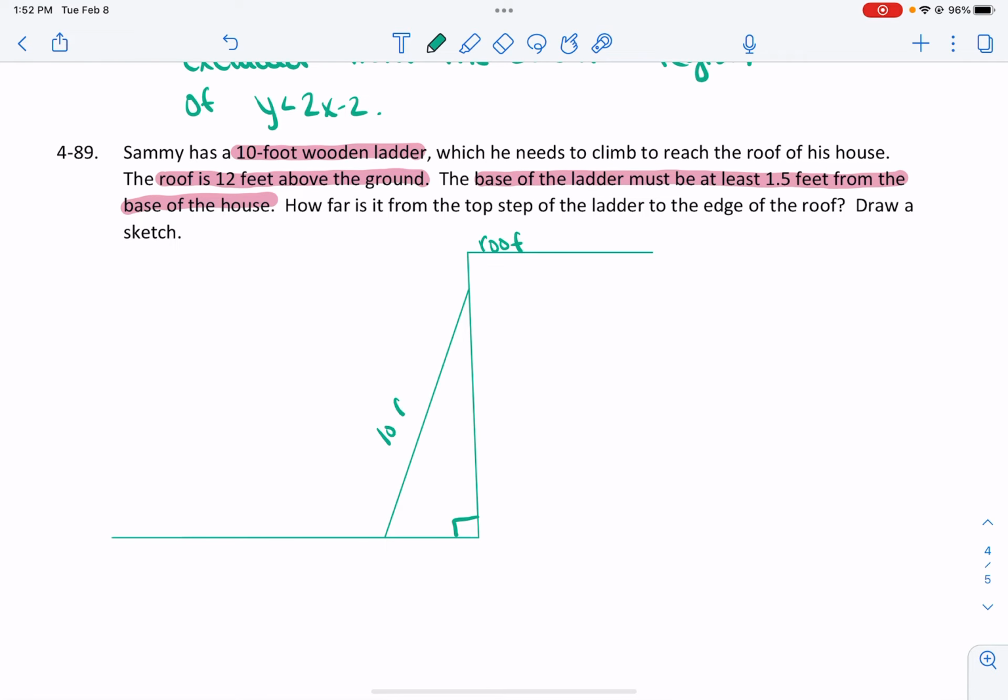So we know this is 10 feet and this is 1.5 feet. Okay. Now we know this entire length here is 12 feet. What we're looking for, though, is this length right here. Okay, what is this length? So what we're going to do, we know this whole thing is 12, so let's figure out what this side is, and then we can find the difference.